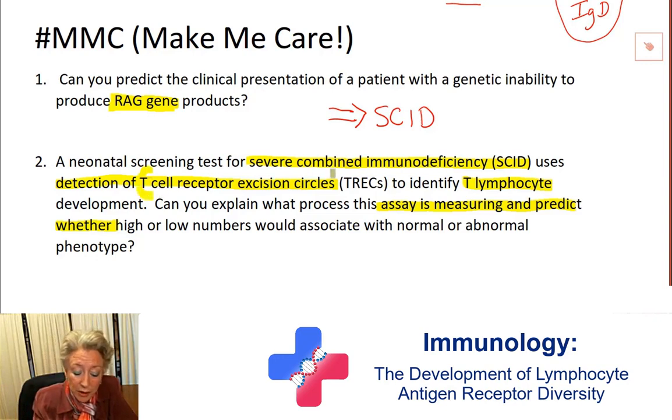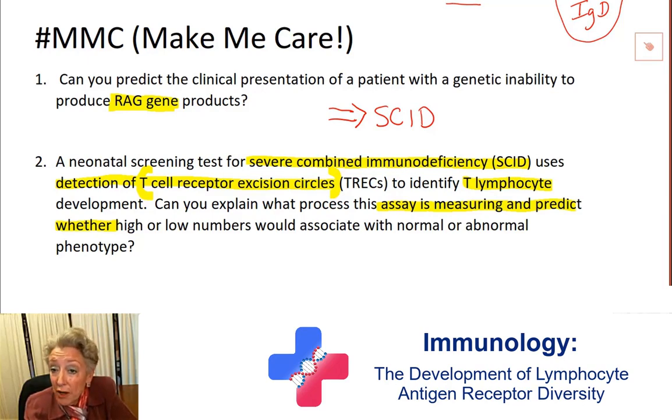To say to you what this assay is measuring is actual episomal DNA that has been excised out of the germline DNA in the process of VDJ recombination. And these episomes actually persist in the bloodstream for as long as a child and adolescent is producing normal numbers of T lymphocytes. So what you're measuring is the actual function of VDJ recombination happening in the thymus.